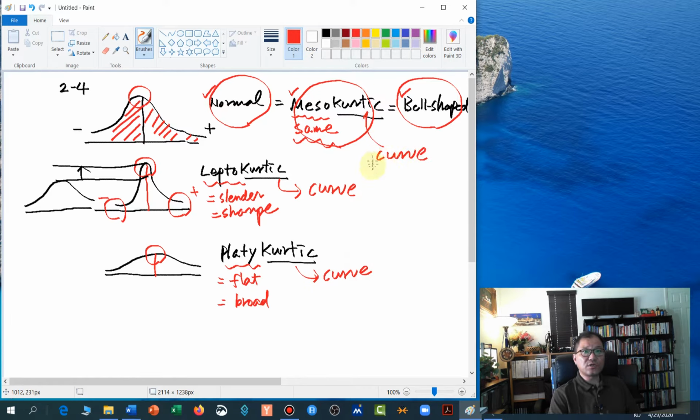So mesokurtic is the same curve on the left and right side. This one is a very slender curve or sharp curve, leptokurtic. Platykurtic is a very flat curve or broad curve. That is platykurtic.